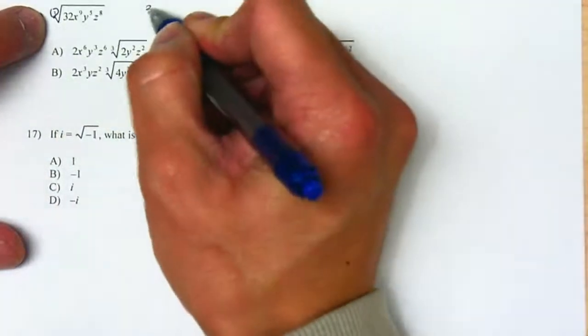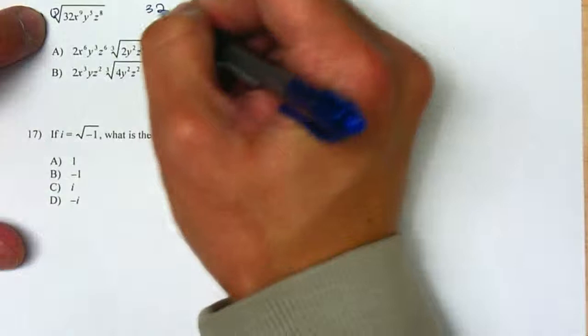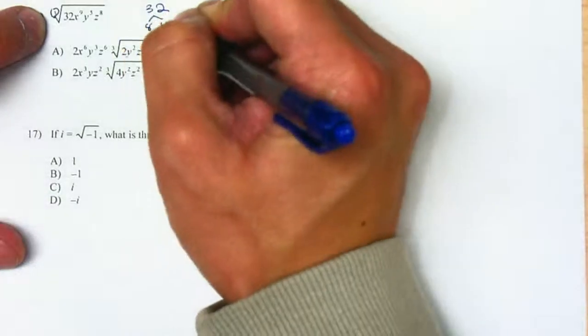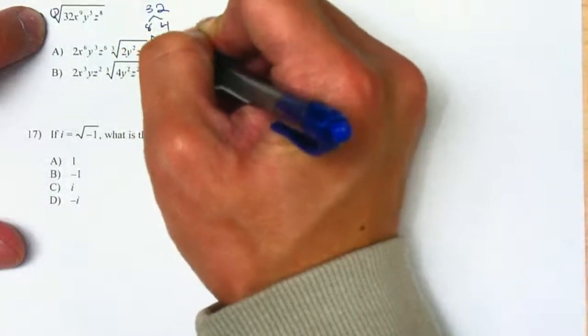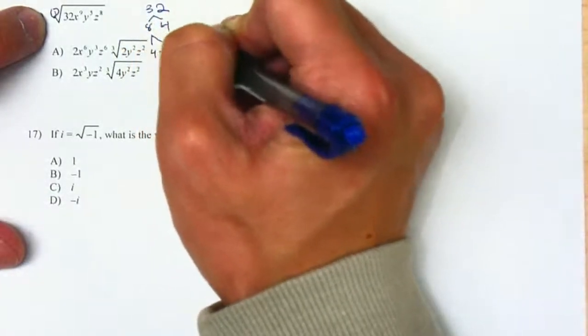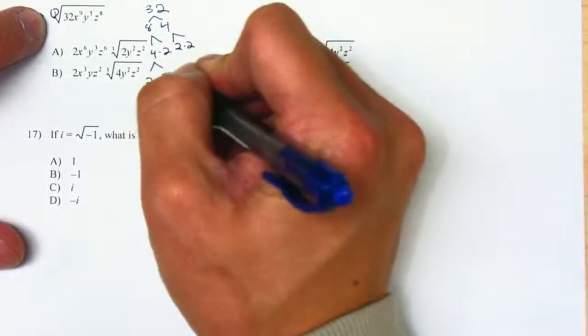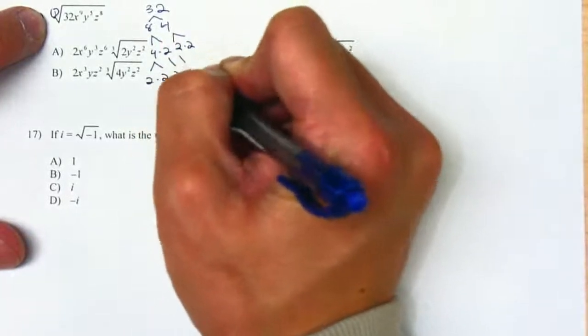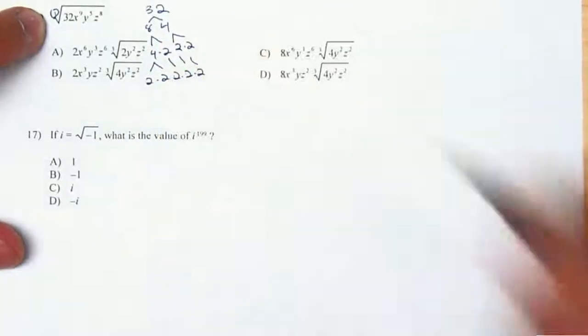Starting off with 32, I know this factors into 8 times 4, which is 4 times 2, and 2 times 2. And last, this turns into another 2 times 2. Bring down the next, so that way I have them all in one line.